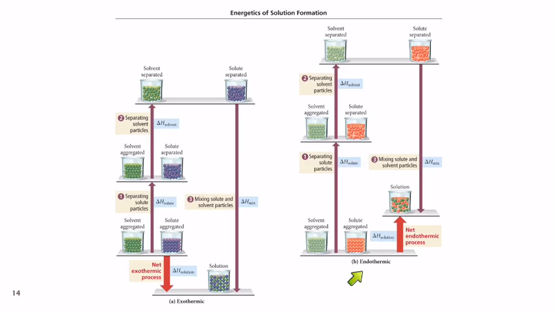This is an example of an endothermic process. We have to put energy in to separate the solute particles and to separate the solvent particles, but here the amount of heat that's released when they mix is less than what we had to put in. So energy has to come in from somewhere, and typically we observe that happen as this solution becomes cold.